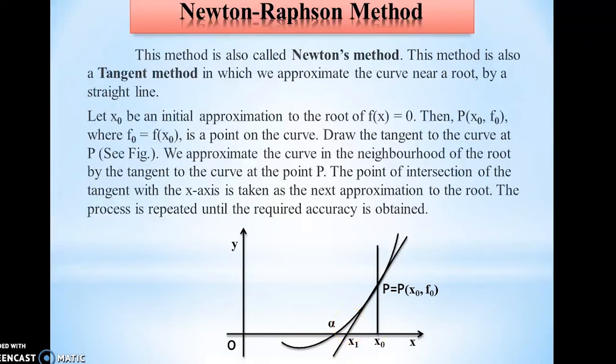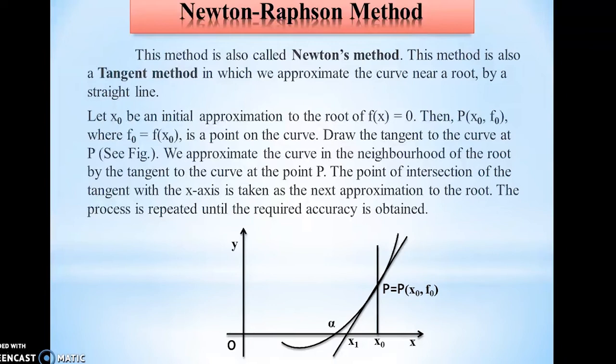So what you have to do is, this is not your original root alpha, so we have to approximate it. We have to follow this method again and again.